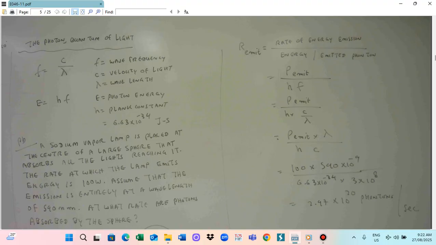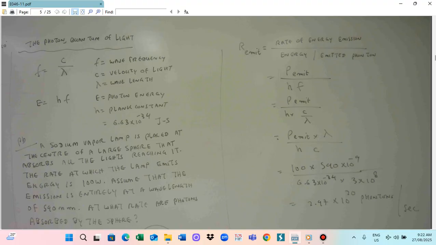So in this case, the light can be assumed as an electromagnetic waveform. The frequency f is c divided by lambda, where f is the wave frequency, c is the velocity of light, and lambda is the wavelength. In the meantime, the photon energy E can also be calculated as h multiplied by f, where h is the Planck constant and f is the frequency of the wave. So they can also be calculated.